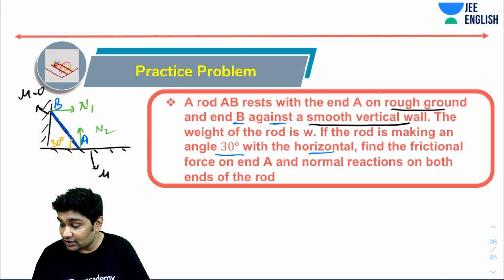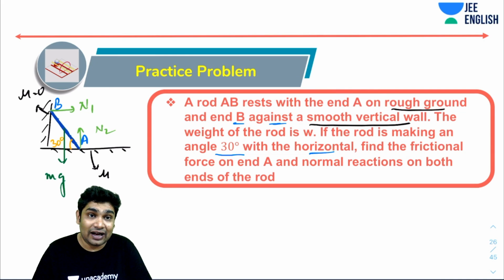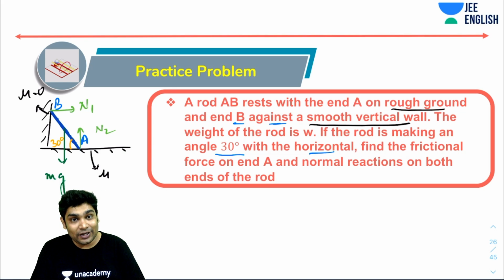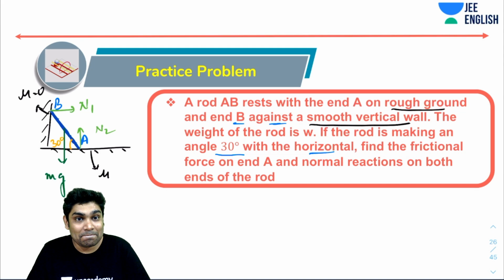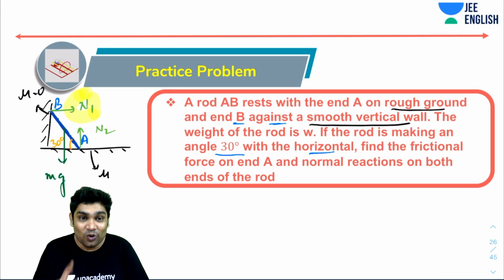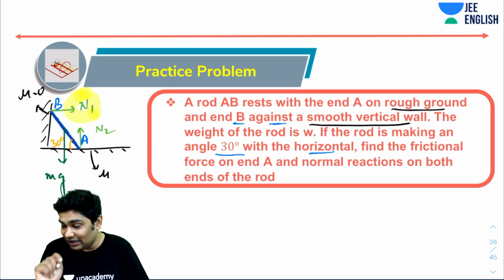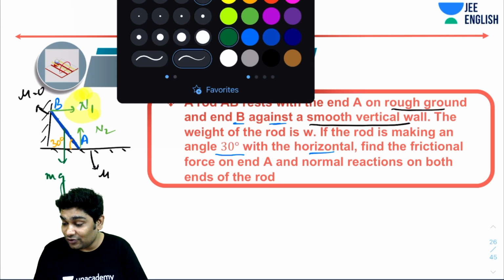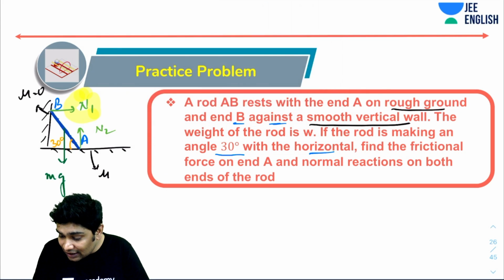Now you will realize you will also have an mg, the weight, and then you would have had friction coming from the ground. In which direction? Can you guess? For translatory equilibrium, somebody has to balance this end, right? This end has to balance somebody. Who is the only force that can come in the x direction? That is the force of friction. So you would have had a static friction acting in this direction.